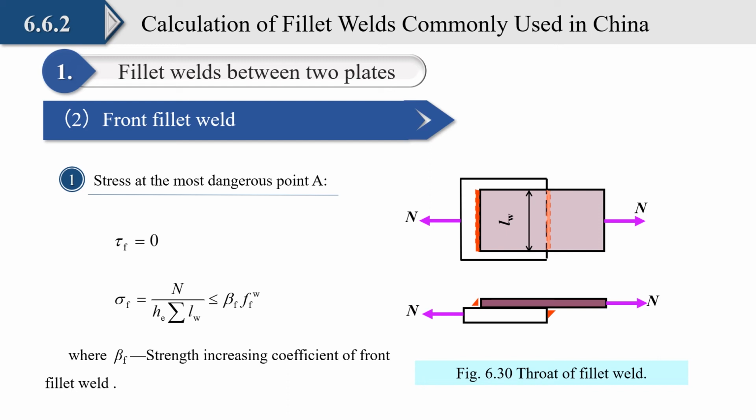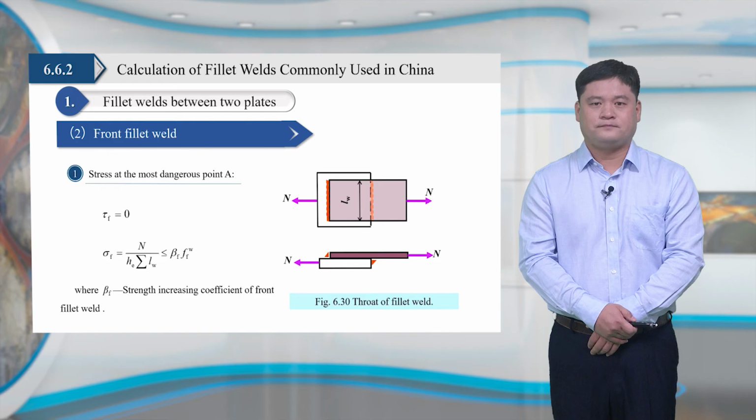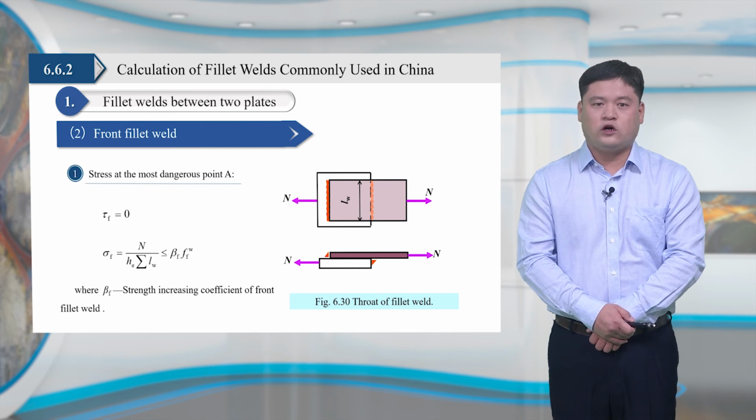The properties of the front fillet weld and the side fillet weld are different. The stress state of the front fillet weld is more complicated than the side fillet weld under the action of external force. Three stresses, namely sigma perpendicular, tau perpendicular, and tau parallel, appear at the front fillet weld. There is a serious stress concentration at the root of the weld.